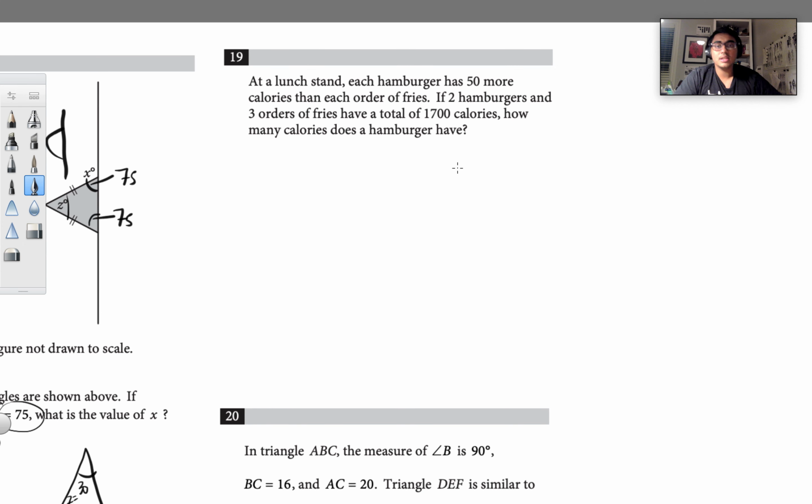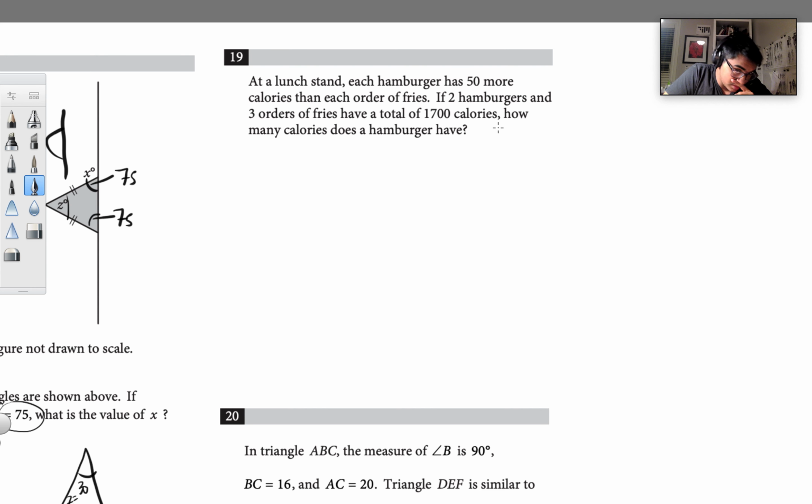At a lunch stand, each hamburger has 50 more calories than each order of fries. If 2 hamburgers and 3 orders of fries have a total of 1,700 calories, how many calories does a hamburger have?